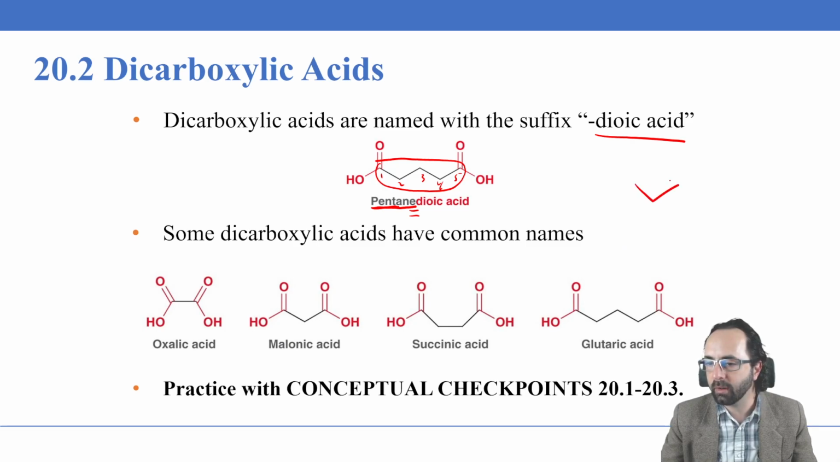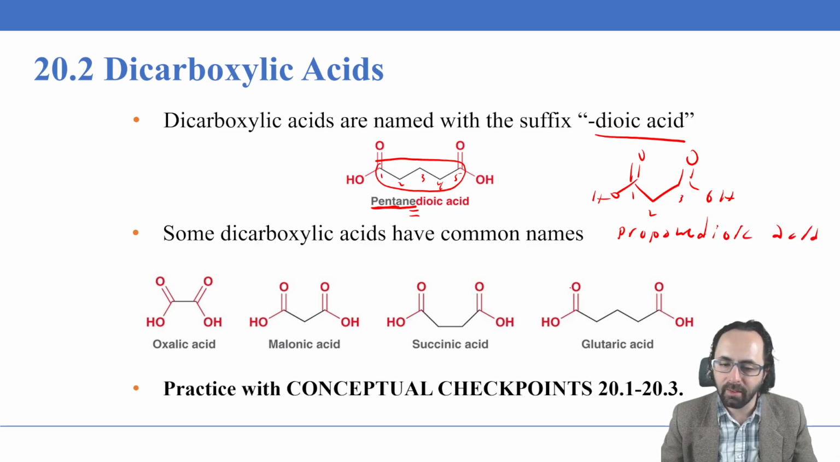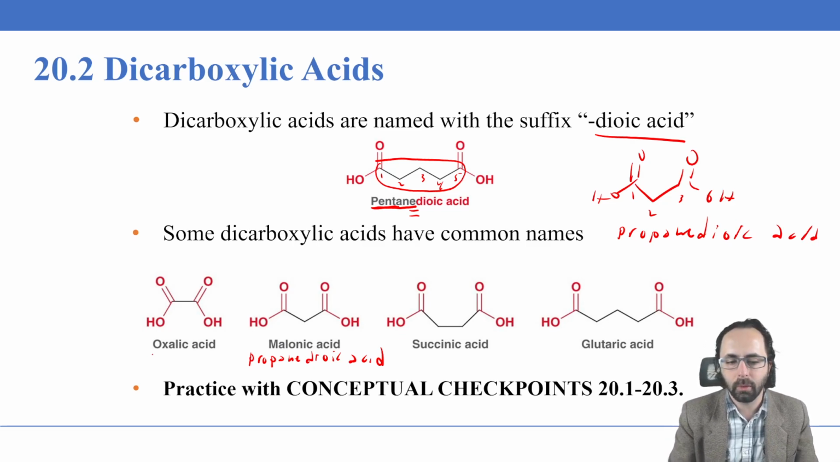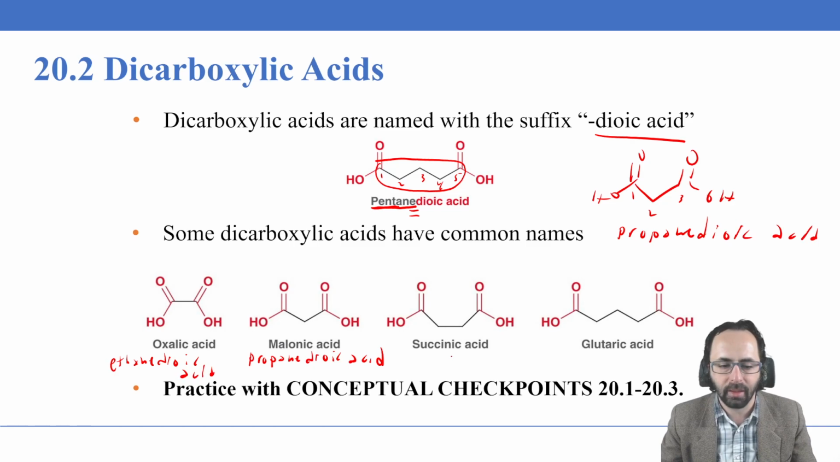If we had this, for example, this would be called, well, it's got 3 carbons, 1, 2, 3. So we call it propane for 3 carbons dioic acid. Now that said, this would be technically called, again, propane dioic acid, but it is very commonly called malonic acid, like all of the time. This would be ethane dioic acid, but almost everyone calls it oxalic acid.